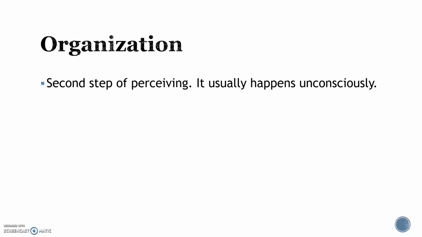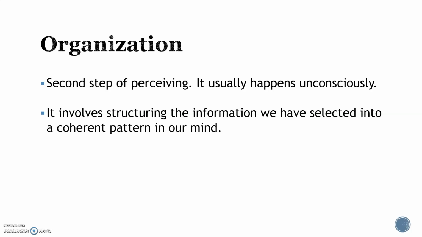And the next step we are going to do is to organize this information. That is the second step of perception. So what specific things are we doing during this organization phase? Well, it involves structuring the information we have selected into a coherent pattern in our mind. This may sound a little bit abstract, but when I talk about specific ways for us to organize the information, you will have a much more concrete and better understanding of this organization.